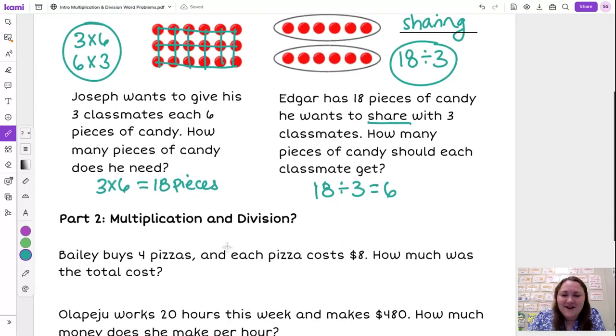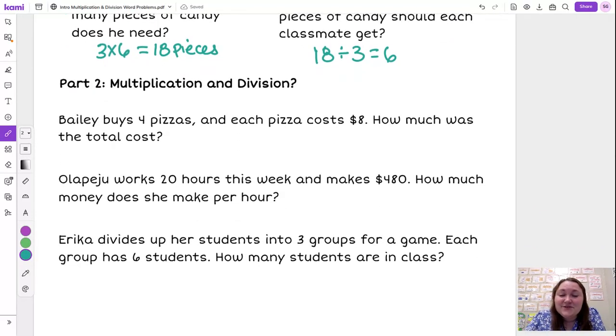The second part is looking at 3 different stories and identifying if the story is multiplication or division. That's going to help you with today's lesson. I'm going to ask you, go ahead, pause the video, and for each of these, see if you can identify, is it a multiplication problem or a division problem? Really just think about what math is happening. Don't worry about coming up with the answer. Come back to the video when you have these 3 answers.